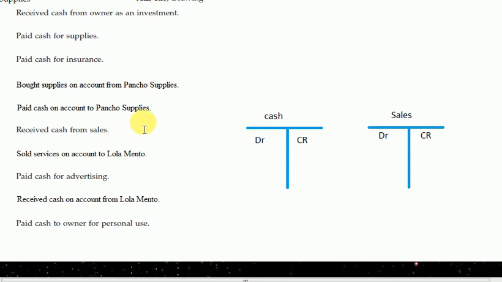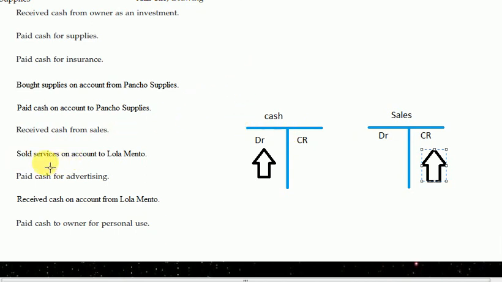Okay, when you receive cash, what happened to your cash? More, right? So it's debited. Cash is debited. Sales increase the owner's equity, so it is credited. Always let's be reminded that when sales is involved, sales is always credited. Alright, good. Now we are going to look at this transaction.